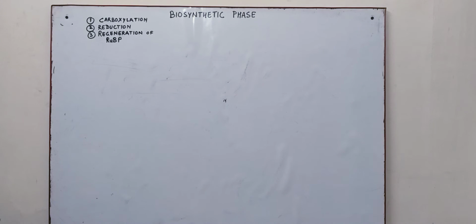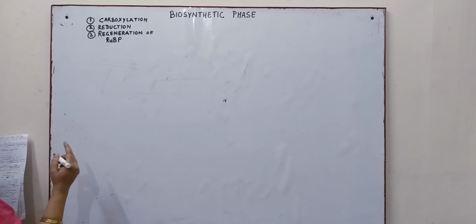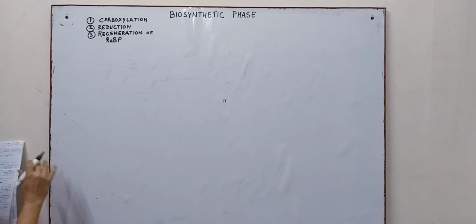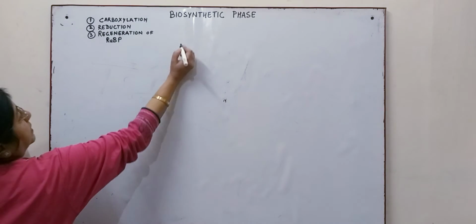So we'll be starting with the explanation, and over here you have to understand that to understand this cycle, we are taking 3 carbon dioxide molecules, but in reality the plants take only 1 carbon atom per cycle. When we study the cycle, this will help us understand why we are taking 3 carbon dioxide molecules. So let us begin with the first step.